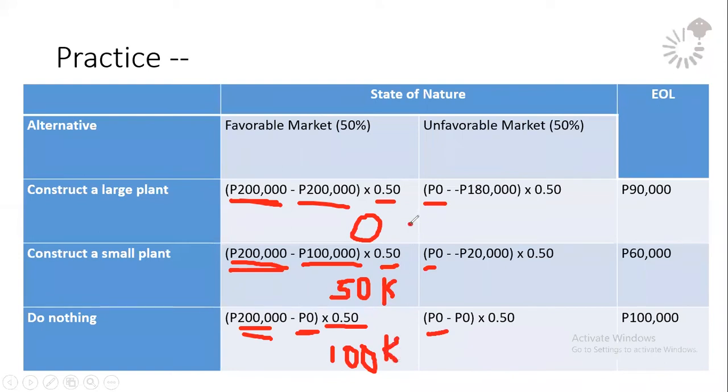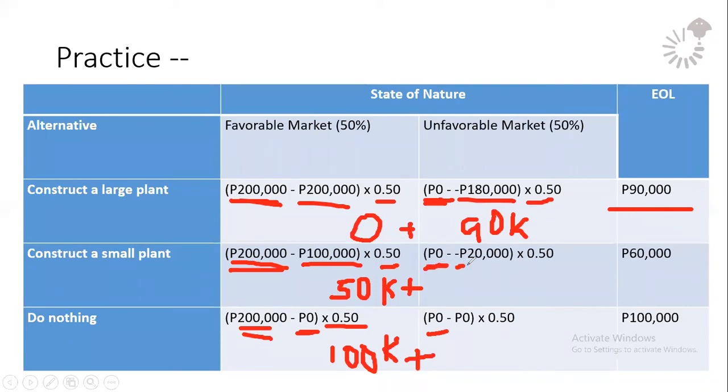And then, you have to get also yung kabila. And then, you sum it up. So 0 minus, this is the best outcome for this column, minus negative 180. That will give you positive 180 multiply 50. That is 90,000. So pag add mo sila, you have 90,000.